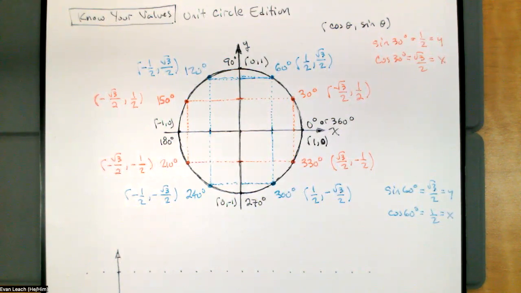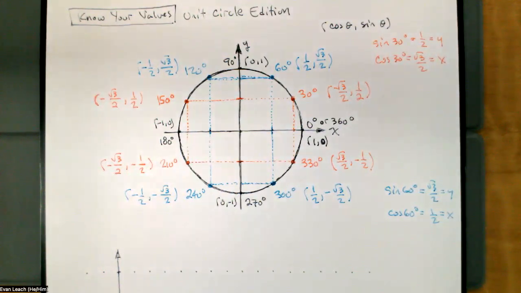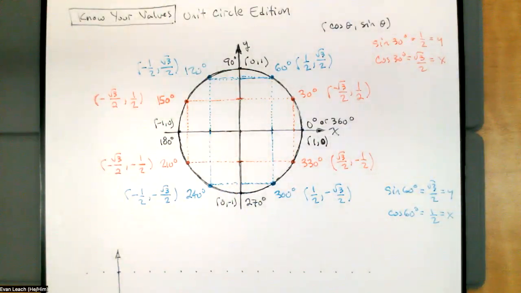If we remember that cosine is the x, then cosine is positive where x is positive, in the first and fourth quadrant. If we remember that sine is y, then we'll remember that sine is positive where y is positive. That's the first and second quadrants. Y is positive in the top half. X is positive in the right half.